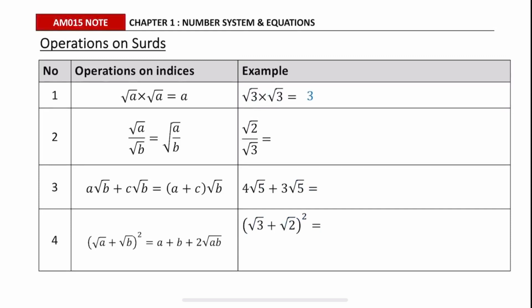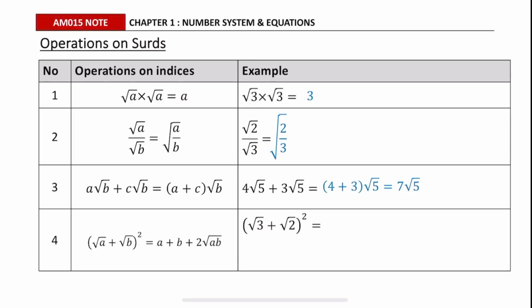The second one is the division, where square root of a divided by square root of b is equal to square root of a divided by b. For example, square root of 2 divided by square root of 3 is equal to square root of 2 over 3. The third one is the sum of surds, where a square root of b plus c square root of b can be added together as a plus c square root of b, because they are of the same term. For example, 4 square root of 5 plus 3 square root of 5, we can directly add both terms and it's equal to 7 square root of 5.